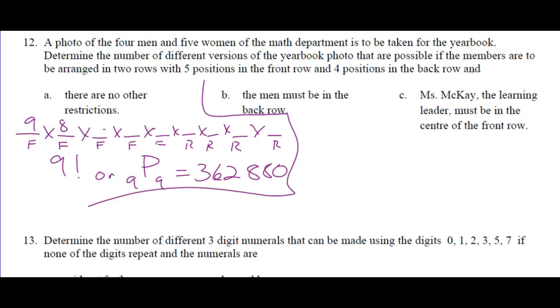What if the men must be in the back row? The men must be in the back row. How many positions in the back row? 4. How many ways are there of arranging the 4 men in the 4 positions? So we're going to have 4P4. For each one of those, how many positions are in the front row? 5. How many people are there to go in those 5 positions? So what is it? 5P5.